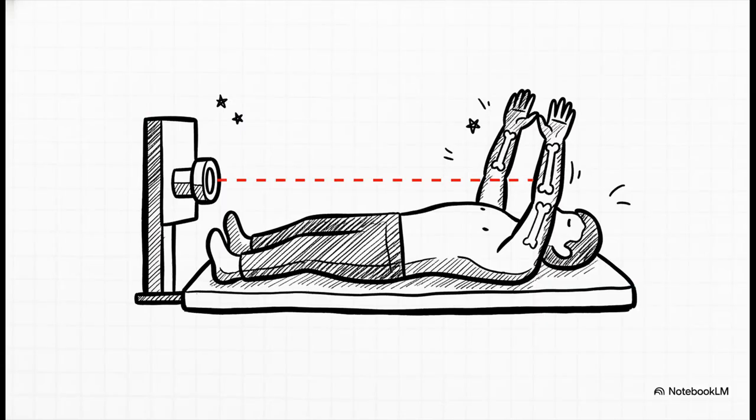Now, when you're shooting that cross-table lateral, if the patient is physically able, you absolutely must get their arms up above their head. If their arms are resting down by their sides, your beam has to plow straight through the thick humerus bones, which totally washes out the sternum. Getting those arms up decreases the OID and seriously rescues the detail in your image.